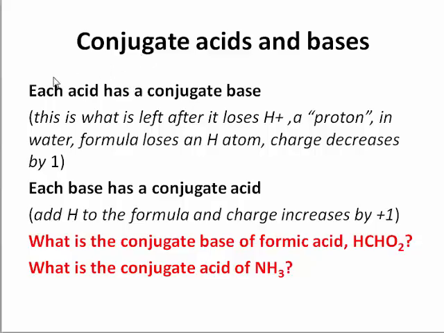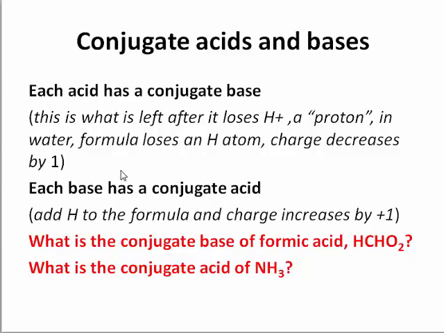Alright, first let's begin with a definition. Each acid has a conjugate base. This is what is left after it loses H+. We often call H+ a proton, a hydrogen atom without its electron. After an acid loses its proton in water, the formula loses an H atom and the charge decreases by 1. For example, HCl goes to chloride.